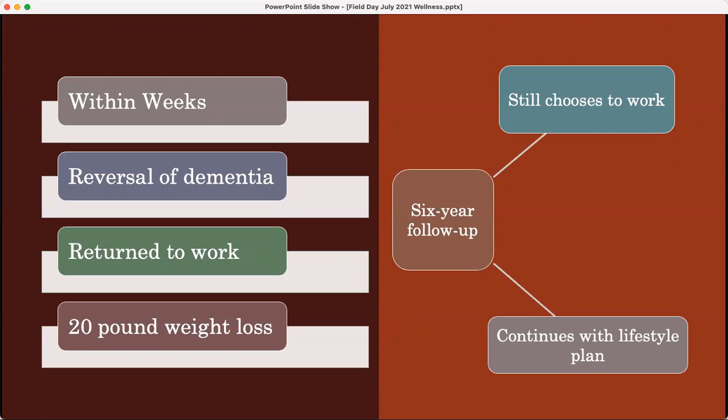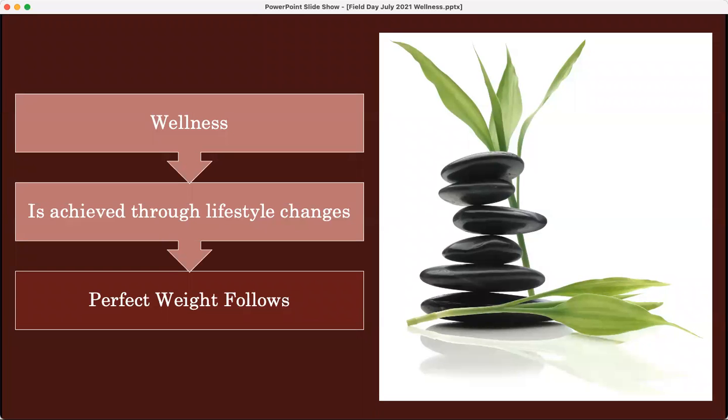So within weeks, she did have a complete reversal of her dementia. She did return to work, and she had a 20-pound weight loss. And at the 6-year follow-up, she's still working, and she still continues with her lifestyle plan. This is an example of how wellness is achieved through your lifestyle changes, and perfect weight is what follows. And going through the physiology of all this is what the course is all about.